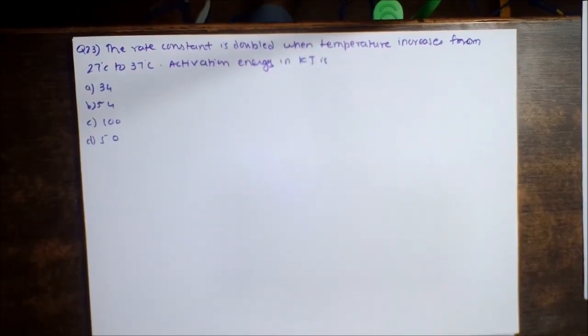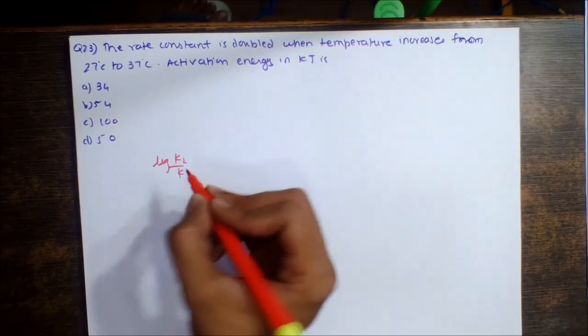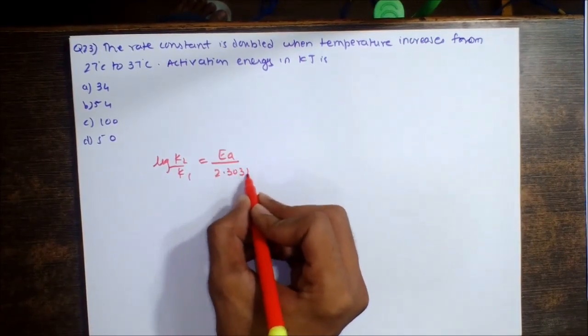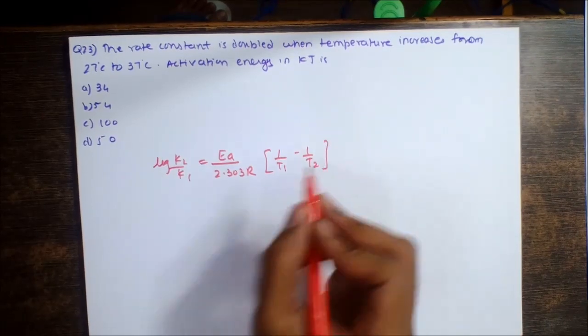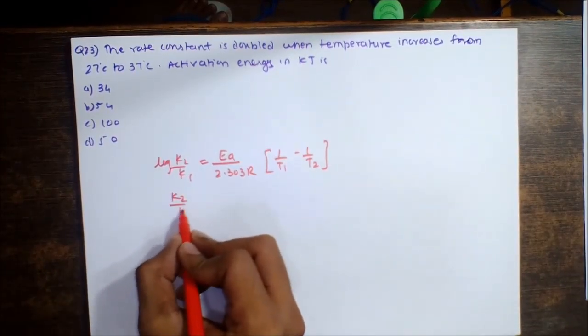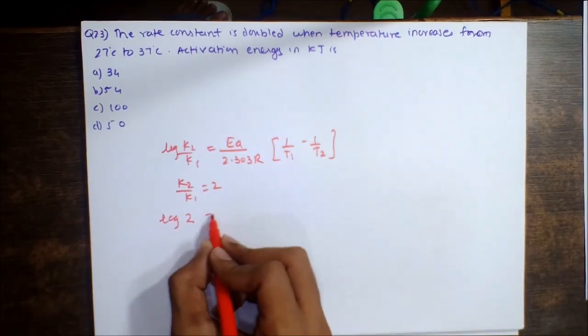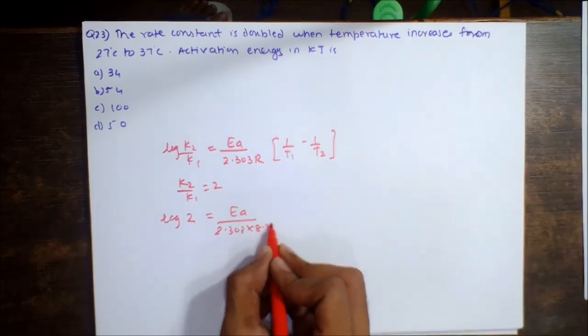Question 23. The rate constant is double when temperature increases from 27 degrees Celsius to 37 degrees Celsius. Activation energy in kilojoules is log of K2 by K1 equals EA upon 2.303 R into 1 upon T1 minus 1 upon T2. Here K2 by K1 equals 2. Therefore, log of 2 equals EA upon 2.303 into 8.314.